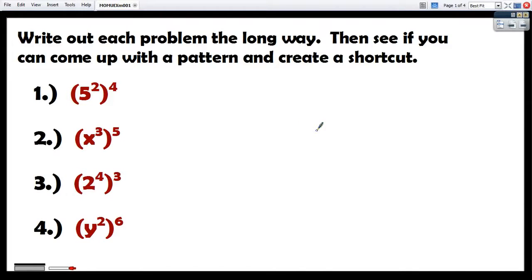Alright, so just like a lot of things in math, the more you can figure things out or discover things on your own, the better off you'll be. The better you'll remember it, the better you'll understand it. So just like the last lesson, we're going to try to do the same thing here.